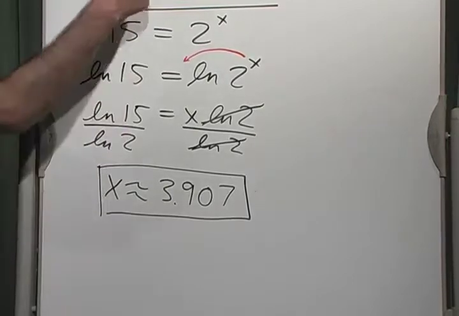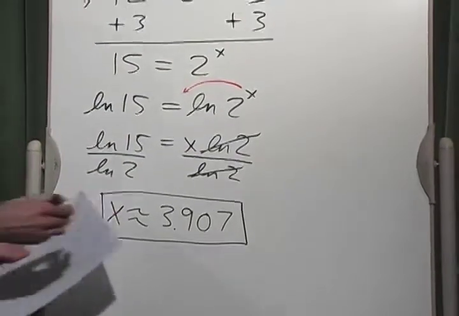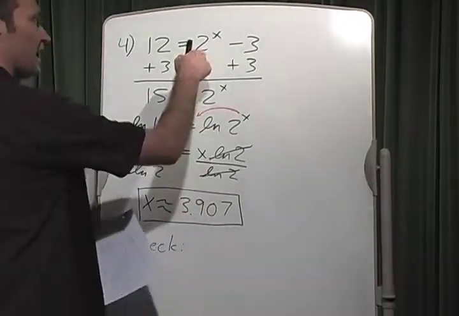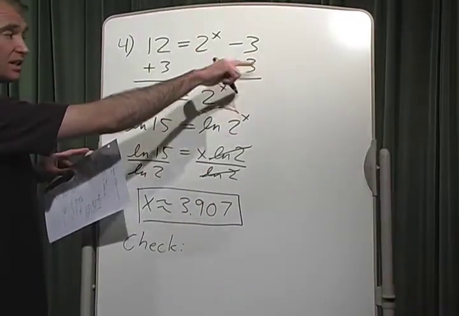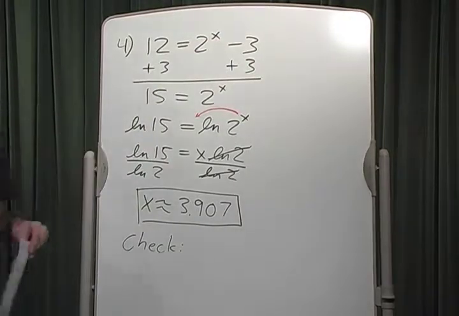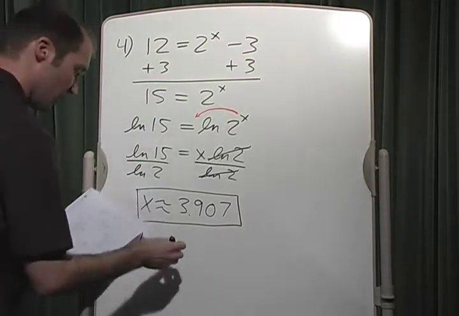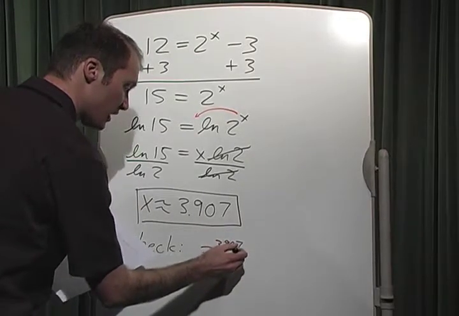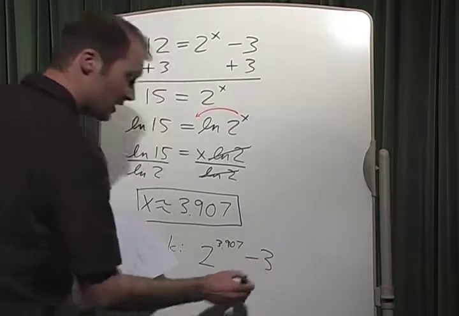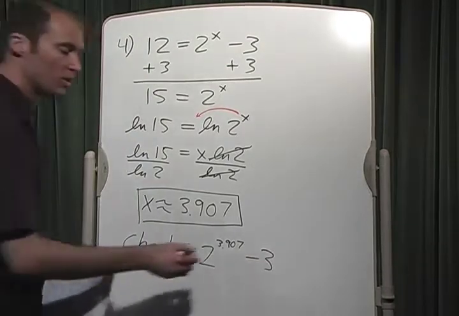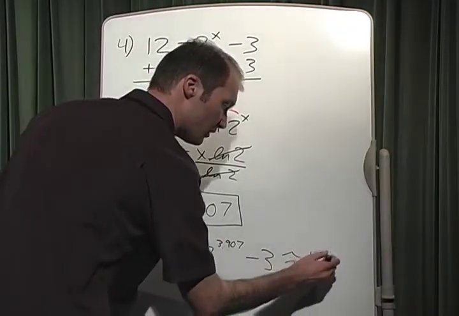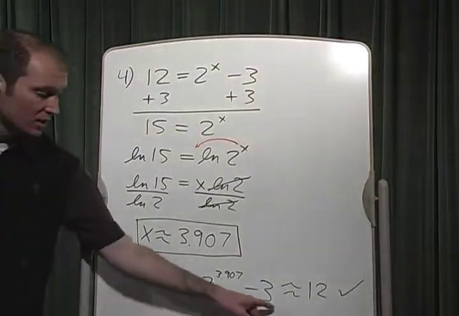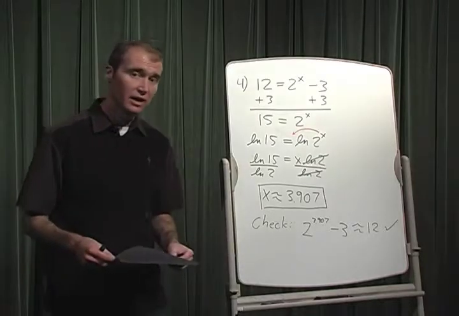Now, to verify that this is in fact my solution, I'm going to go back to the original equation, and plug in x onto the right-hand side and just make sure that I get something that's approximately equal to 12. Well, if I do 2 raised to the 3.907 minus 3, plugging that into your calculator will give you something close to 12. Sure enough, that works out, and that gives us our final answer.